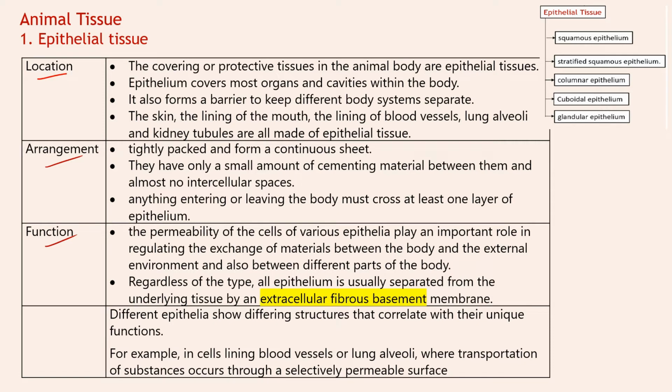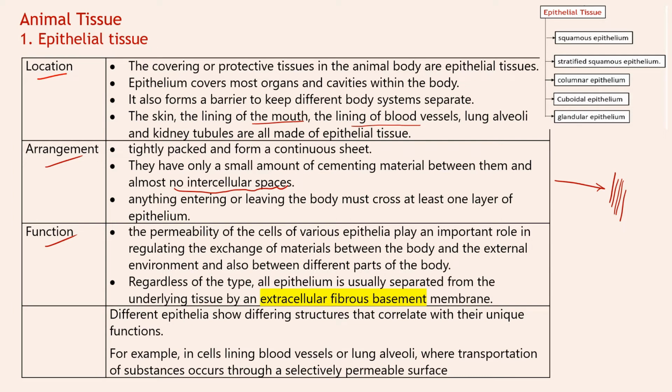Skin, lining of the mouth, lining of the blood vessels, and the lining in lung alveoli and kidney tubules are made up of epithelium tissues. Now how are they arranged? They are tightly packed, almost without any intercellular spaces, and whatever substance enters the body has to pass through this epithelium cell. At least one cell layer will be there in each and every organ which is made up of epithelial cells, and which will be the outer layer.